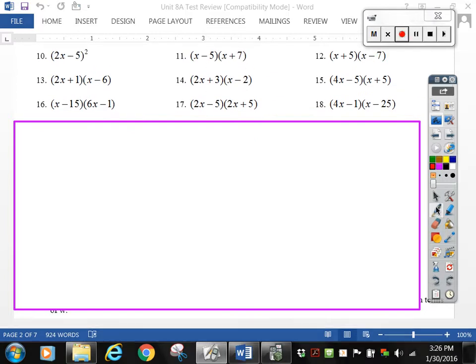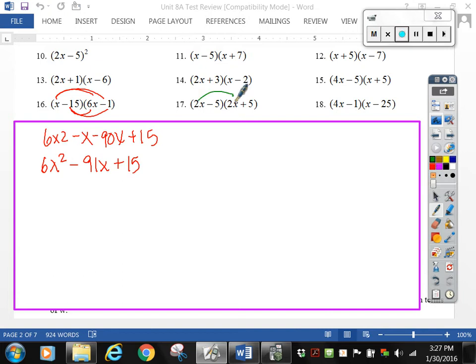Okay, one more set. Bear with me. Okay, here I get x times 6x is 6x squared. X times negative 1 is minus x. Negative 15x minus 6x is minus 90x. And negative 15 times negative 1 is plus 15. So I get 6x squared minus 91x plus 15.